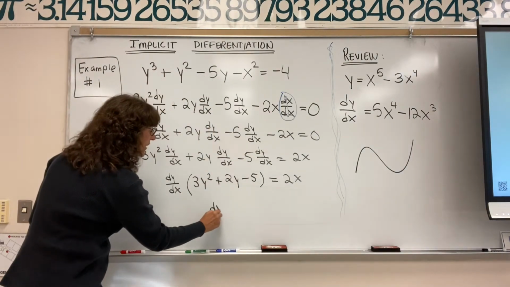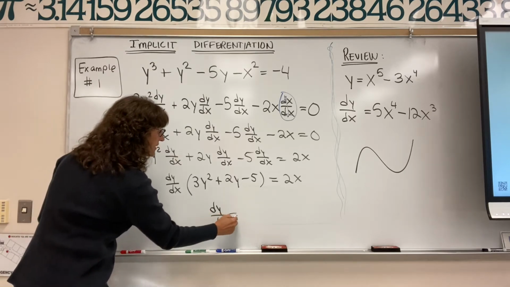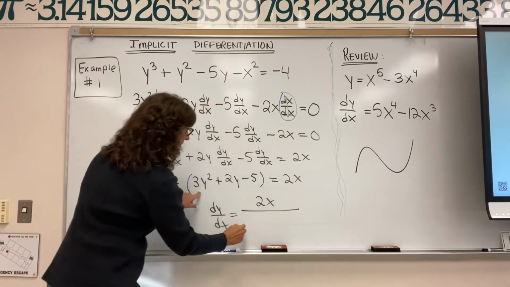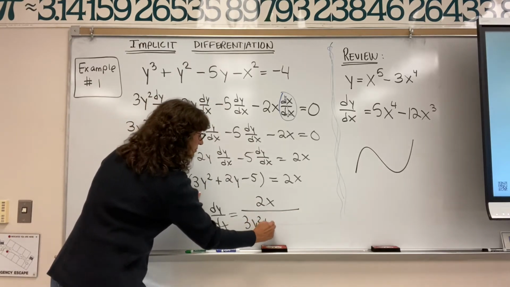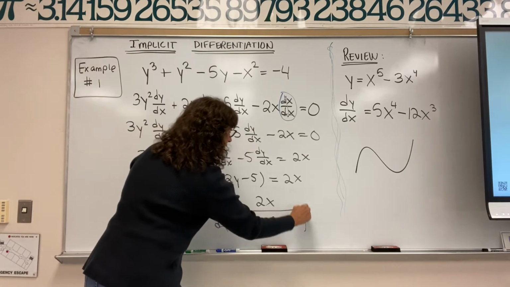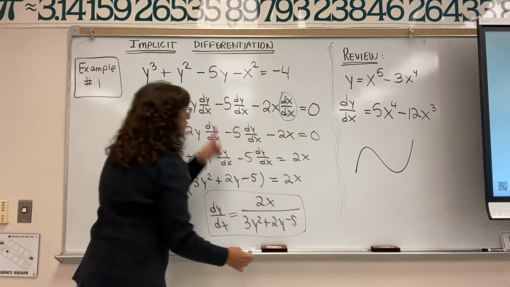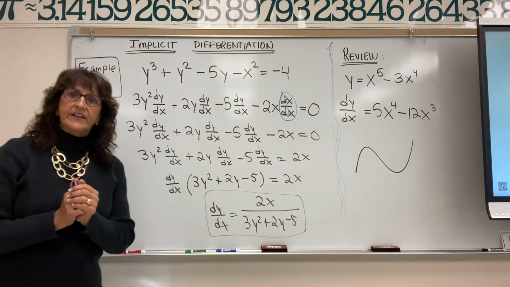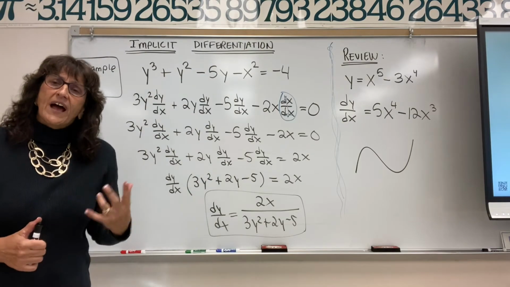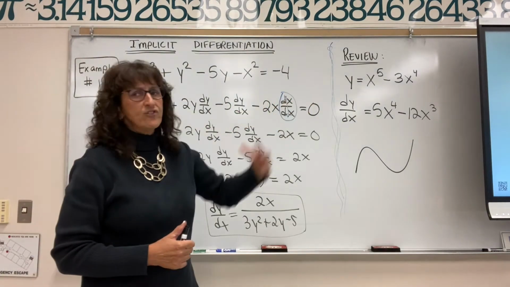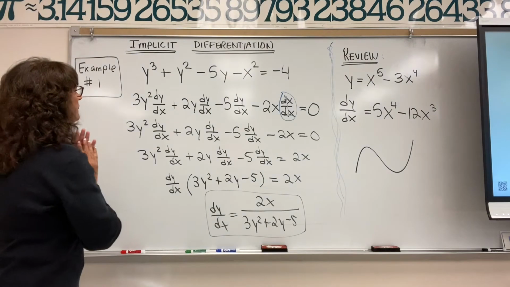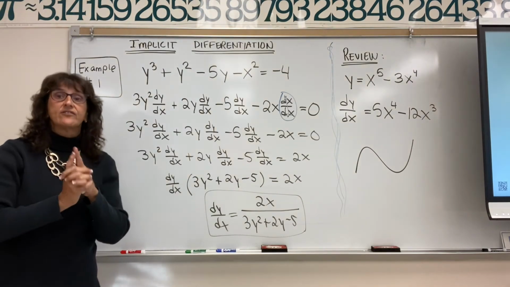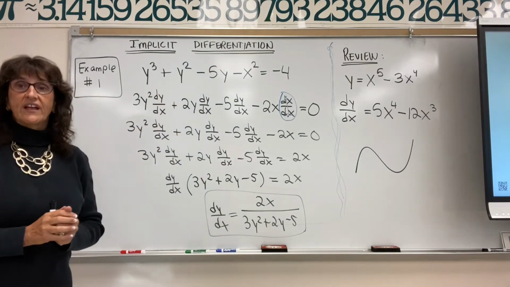So what is dy/dx? Well, to get dy/dx, we're going to divide both sides by this quantity. So you're going to have your final answer of 2x over, and then we have what here? 3y squared plus 2y, and then minus 5. Here is your implicit derivative for this curve up here, okay? So this is the strategy we use to find derivatives when your curves are not functions. When we can't write y explicitly in terms of x, we have to differentiate implicitly this way. Every term you still differentiate with respect to x, but you have to handle it this way when your curve is not a function.